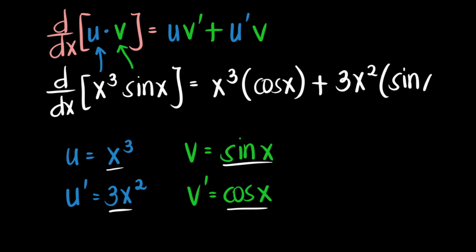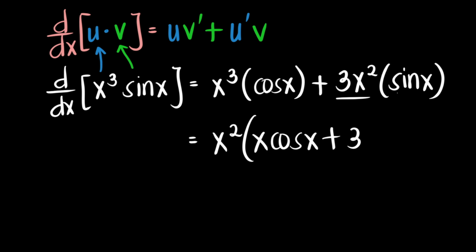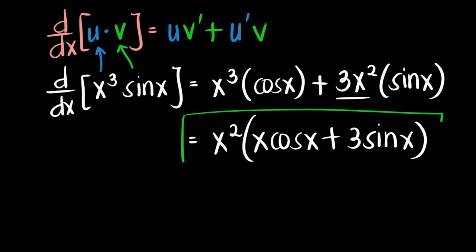We can factor out x squared from these terms. We have x squared times x cubed divided by x squared is x times cosine x, plus 3x squared divided by x squared is 3 times sine x. Now, x squared times x cosine x plus 3 sine x is the answer.